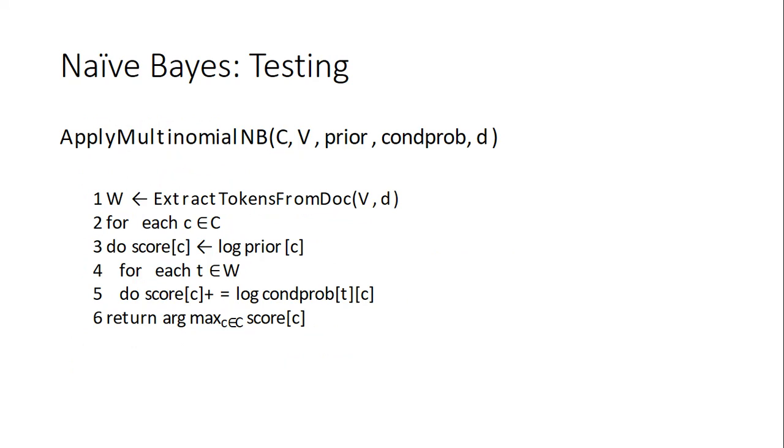Now to test this algorithm, consider we are given a specific document D. We extract all the tokens from the document into W, and for each class we compute a score of C and take a log of it, and for each token in words we add to the score of that specific class the log of the probability of that token, and we return the maximum. This would help us classify the given document into the specific class with the highest probability.